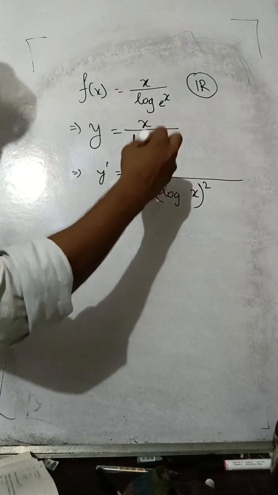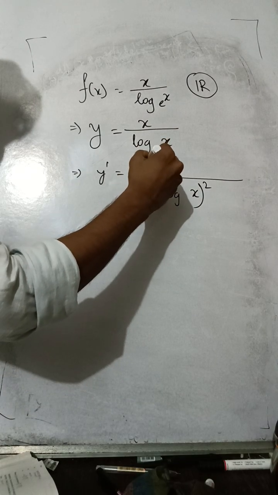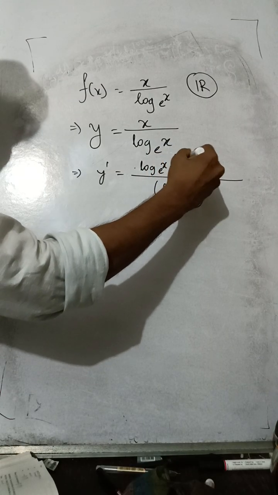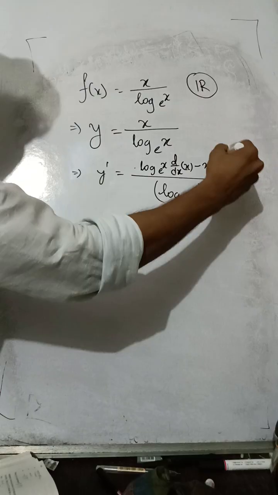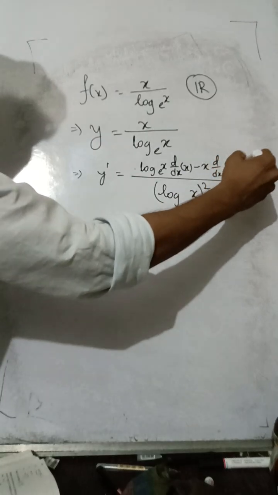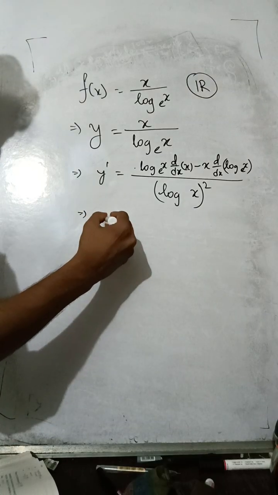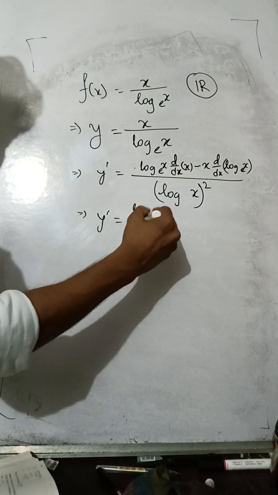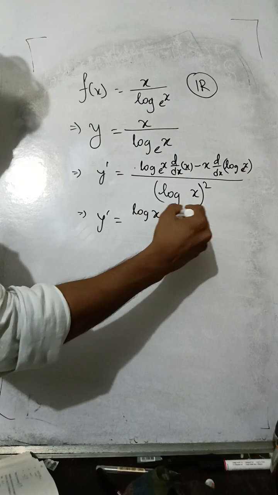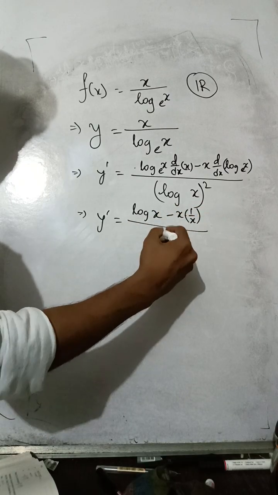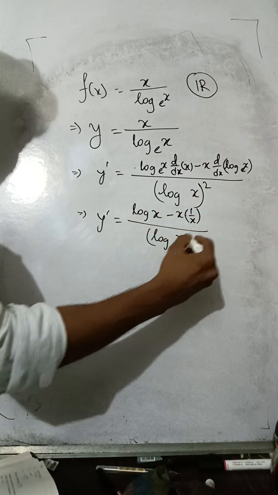So on the derivative of this, you will find it is log x base e d/dx of x minus x d/dx of logarithm of x base e. Okay, so I will simply write log x into 1 minus x into 1 by x, divided by log of x whole square.